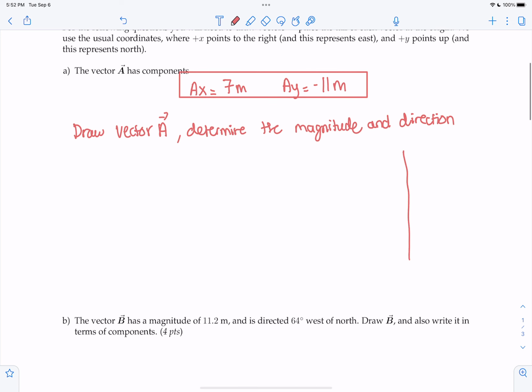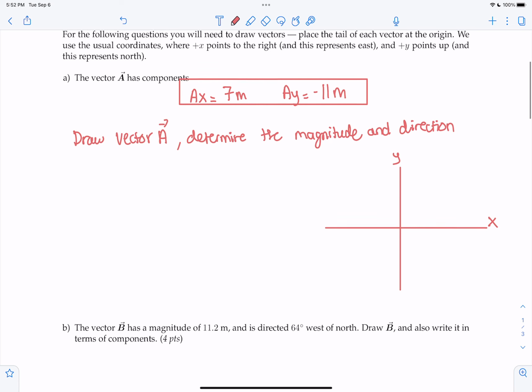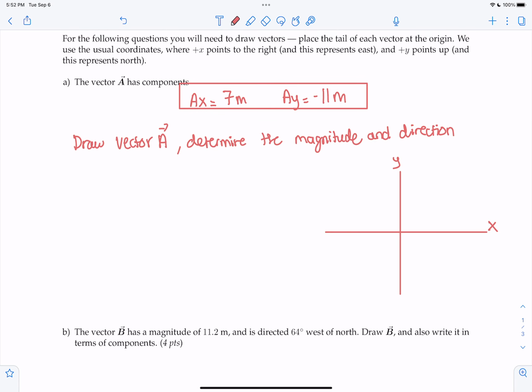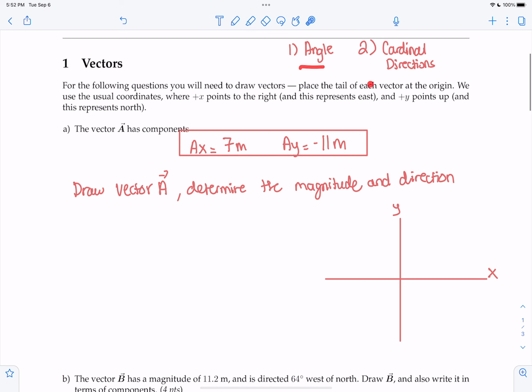Now, we'll draw here a little coordinate plane. Let me do that again. There we go. So this is y, this is x, and they said positive x points to the right, positive y points up. So we just need to draw this vector, determine the magnitude and direction, and like I said, the direction is an angle and a cardinal direction.